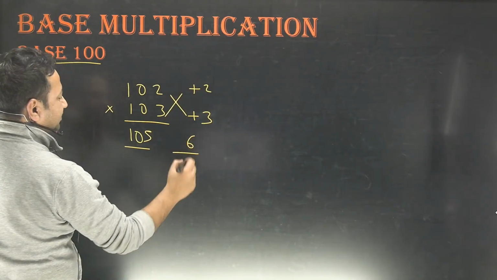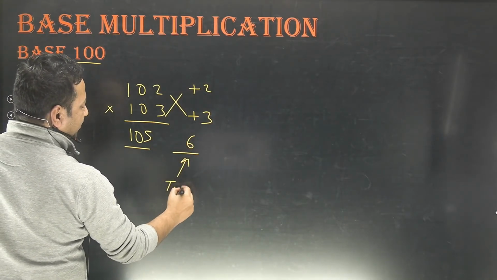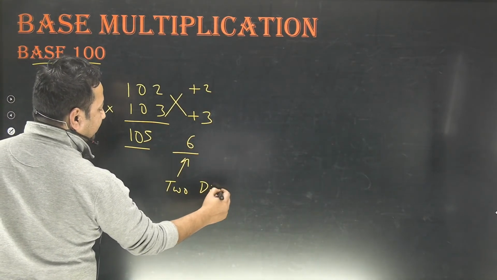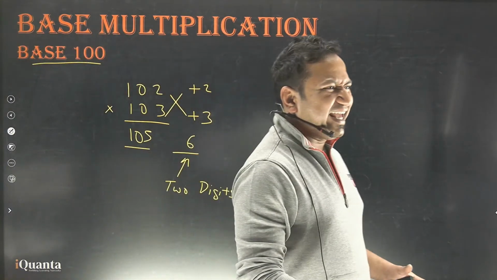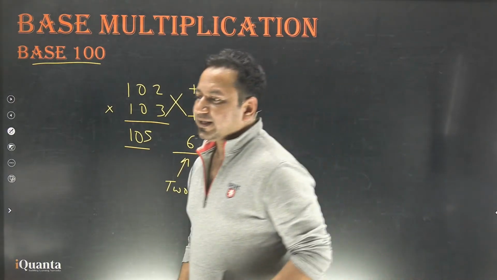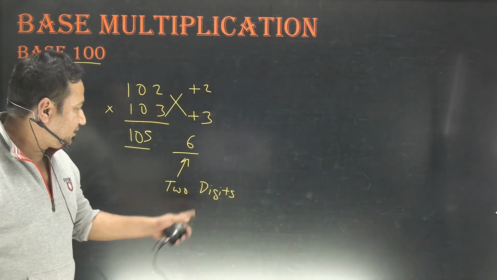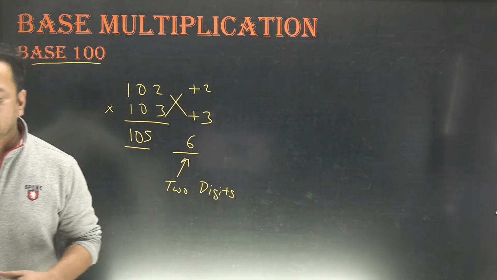Now we must remember that this has to be of 2 digits. In the bases which were a multiple of 10 but not 100, we were using only 1 digit here, but here we will be having 2 digits.